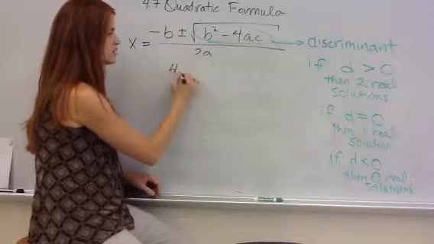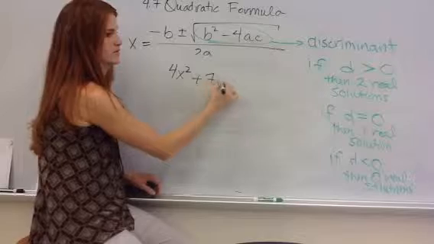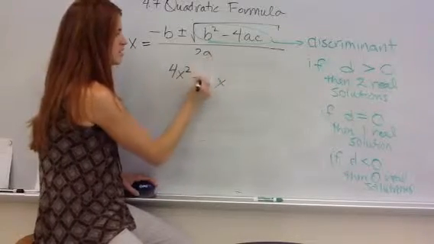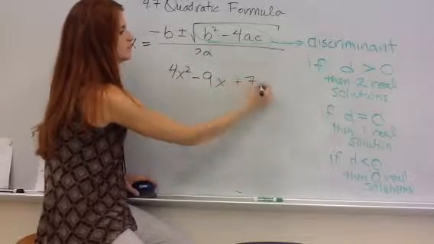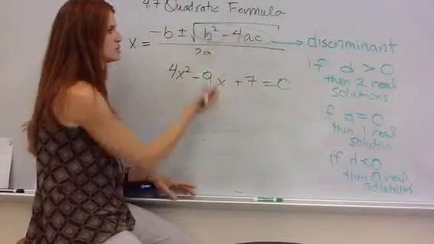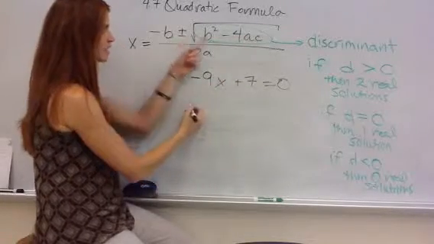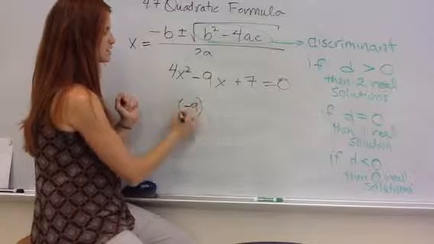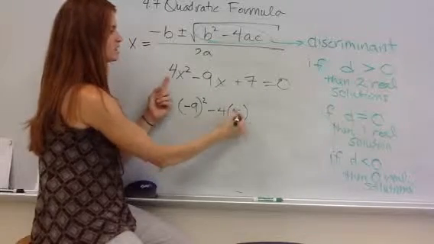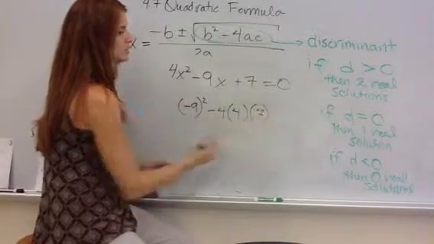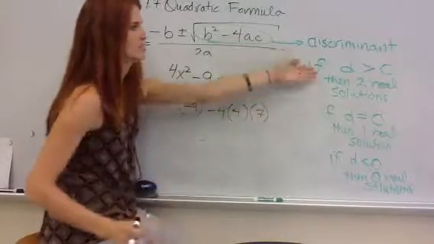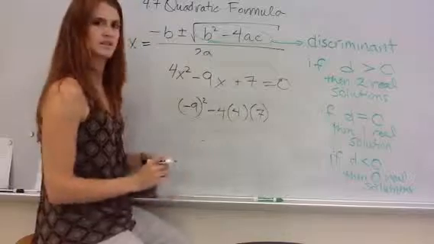So I have minus 9x plus 7. So for this one, we just want to determine the discriminant. So I just use this part. So I take my b, which is a -9, and I square it. Then I have minus 4, and I take my a value here, and my c value. This is my discriminant. I want to know, is this bigger than 0, 0, or less than 0?